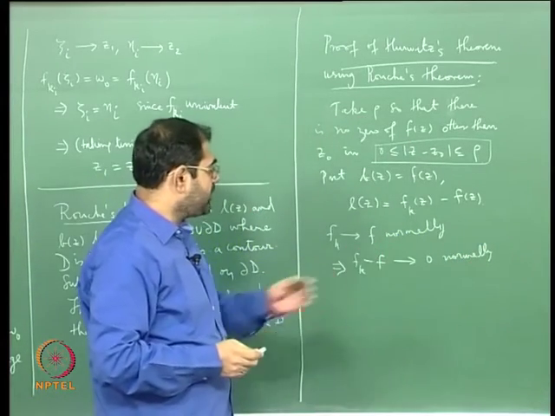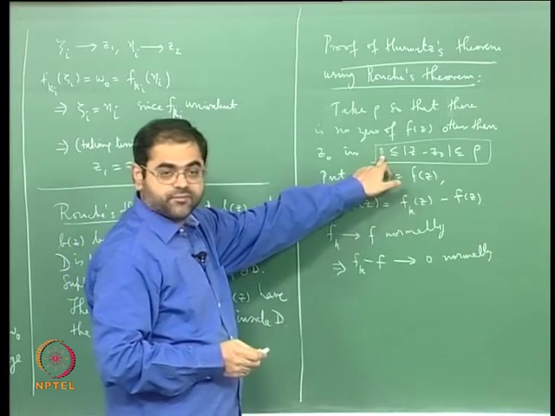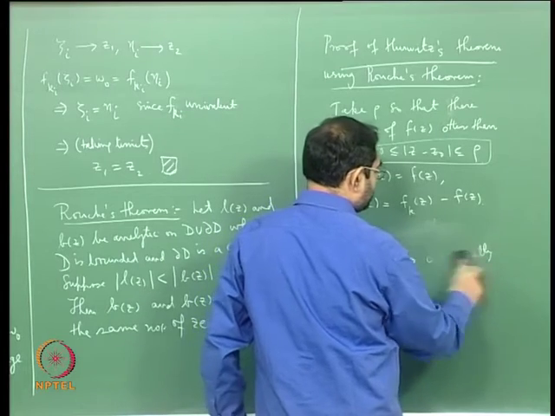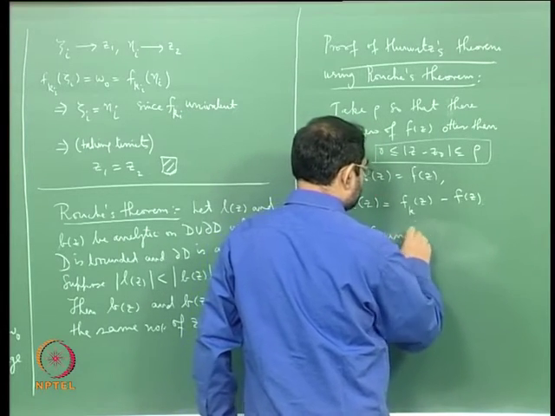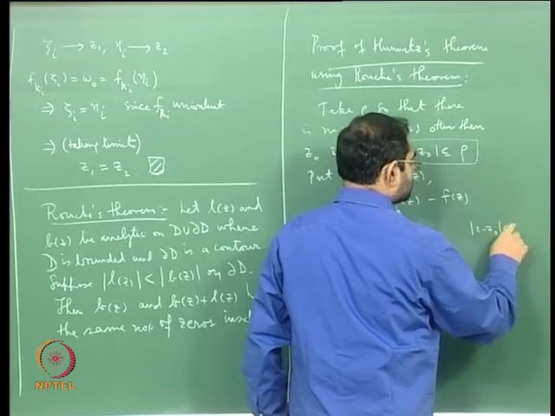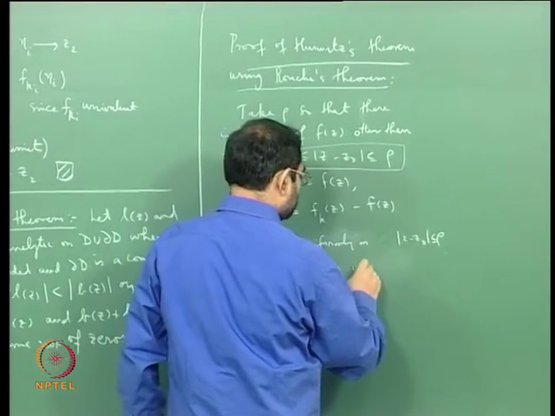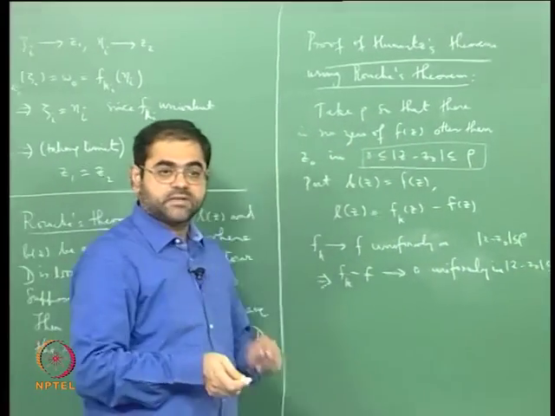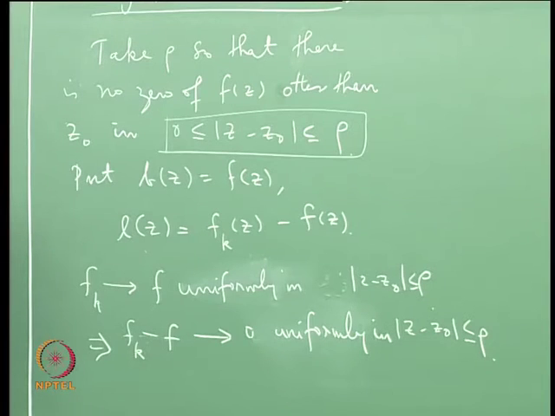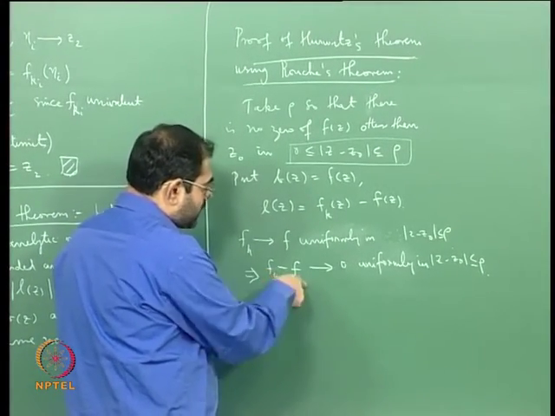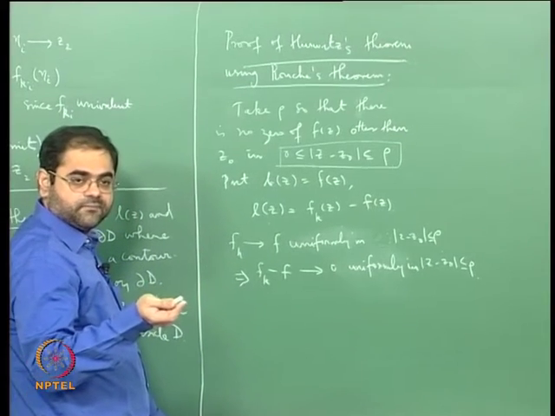And of course, in this case normally means that it will be uniformly in this region. So in fact I can rub off this normally here and simply write uniformly. This also goes to 0 uniformly in mod z minus z naught less than or equal to rho, because the convergence is uniform on compact subsets. And mod z minus z naught less than or equal to rho is a compact subset, it is closed and bounded. So what does this mean? This means that the modulus of this can be made smaller than any small quantity, that is what it means.